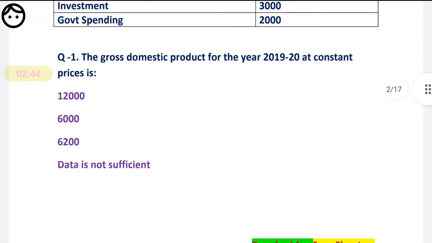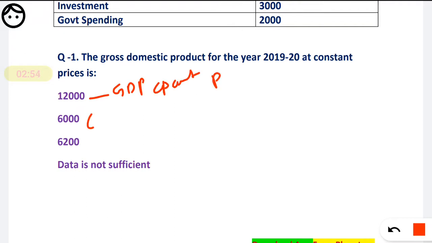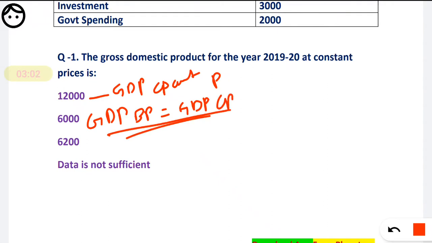So see the options they have given, how they will try to confuse. They have given the GDP at a current price, and this is the GDP at a base price, which is nothing but the GDP at the constant price. So 6,000 you have to mark as the correct option.